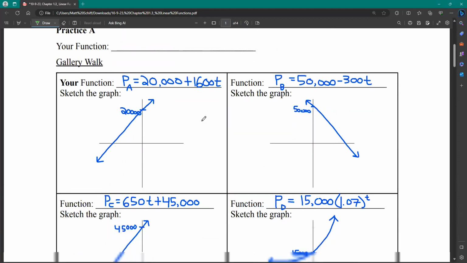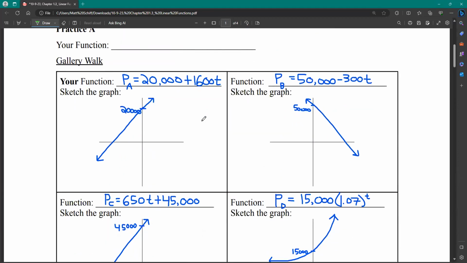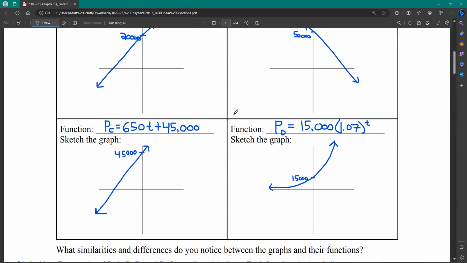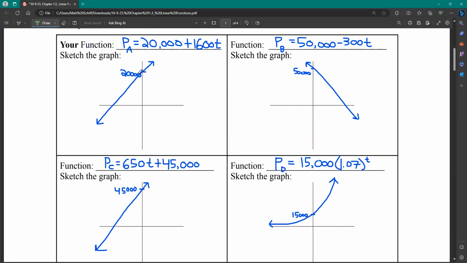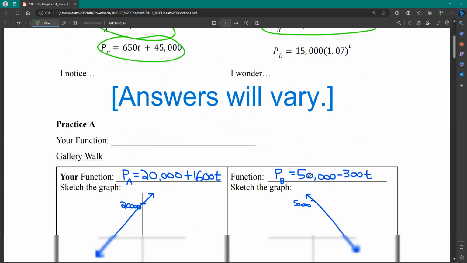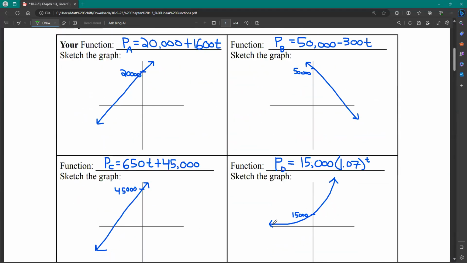For practice A, we did a gallery walk. So we divided the class into 4 groups. Each group had a different function, and they had to analyze their function, answer questions about it, and ultimately sketch a graph. And then we compared the similarities and differences between each of the graphs. So 3 of the graphs produce straight lines. This fourth function, the one that I said looked different, is not a straight line.